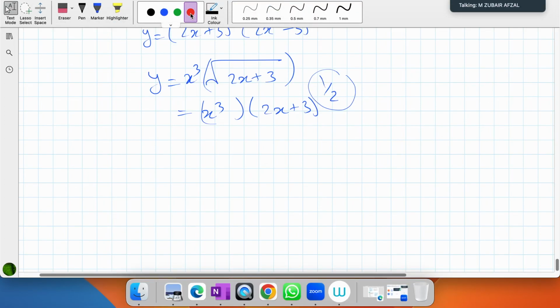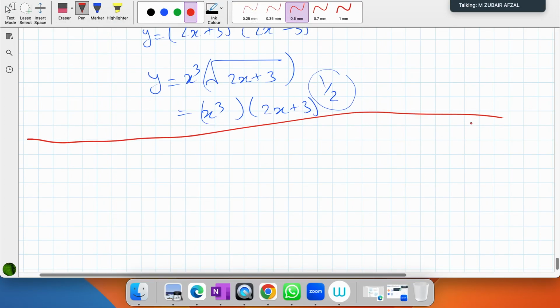Okay, quick recap of differentiation. Yesterday, basically, we covered only how to differentiate, and our next topic would be the applications.